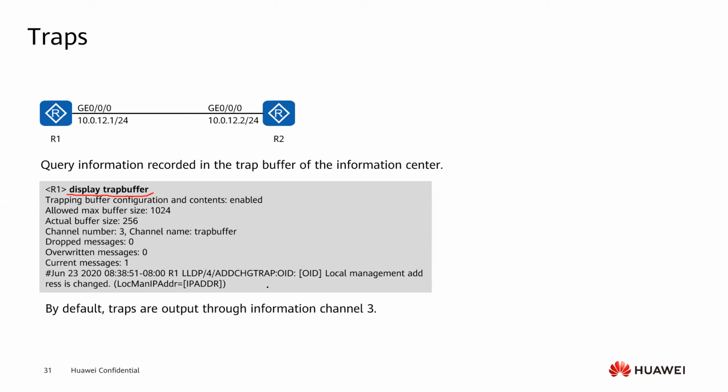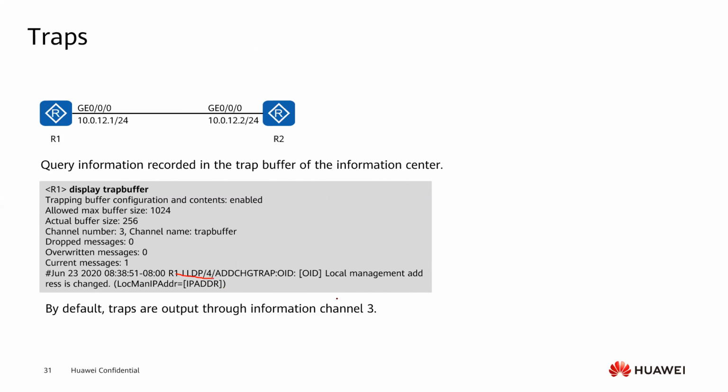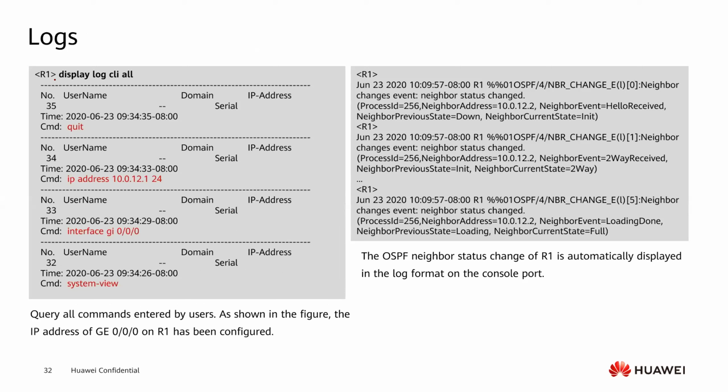Here we can see this is the ID, so you can search the key value in the corresponding product document. Okay, this is something about LLDP. This is the log, display log CLI. We see everything you input in the CLI.